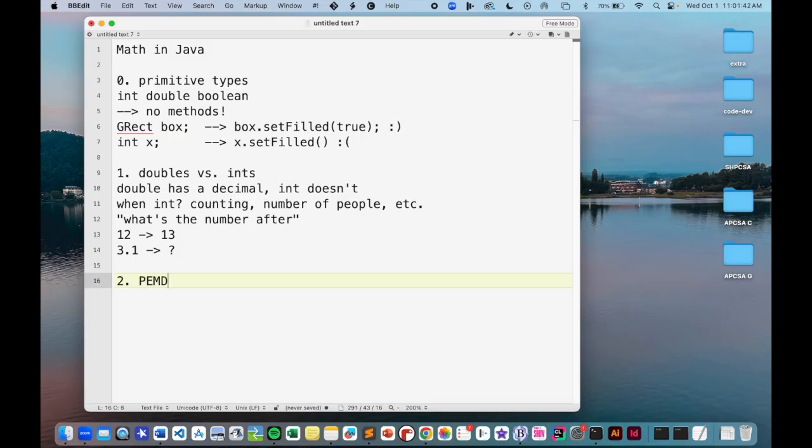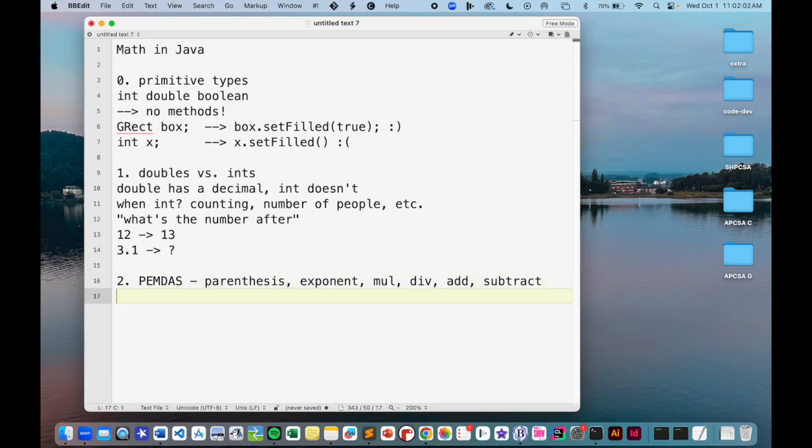Next one is PEMDAS. So this is your math class, right? Parentheses, exponent, multiplication, division, addition, and subtraction.